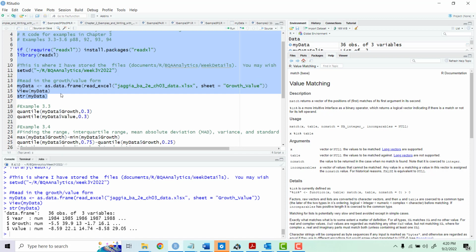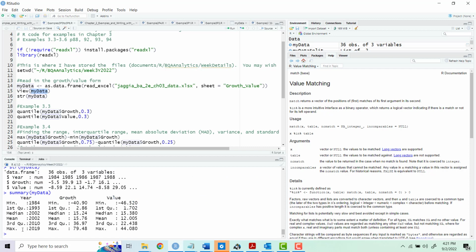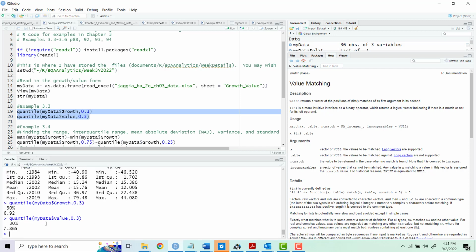Let's just do the summary of my data again, and then we get these quartiles. Remember the first quartile and the third quartile. Now Excel actually has a function that can do percentiles, and that function is called quantile. For the basic version, you just pass it the proportion for the percentile. So let's try and get the 30th percentile.